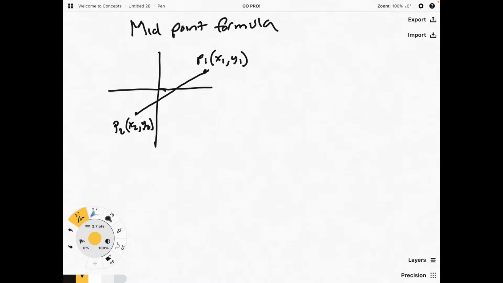If we look at the graph that we have here, we have a point P1 and we have a point P2. Now what the midpoint formula will do and tell us is the point that is exactly in the middle of those two. So then this would mean, if we call that point M, that the distance of P2 to M is equal to the distance of P1 to M.